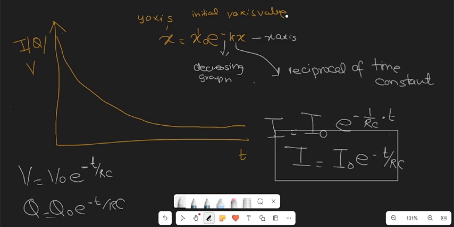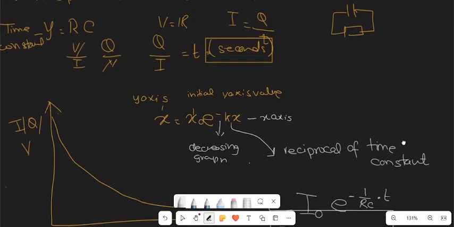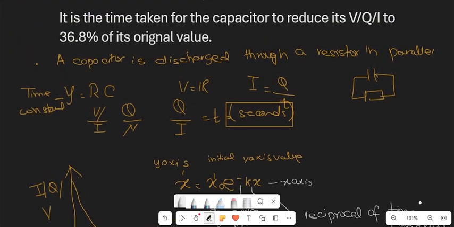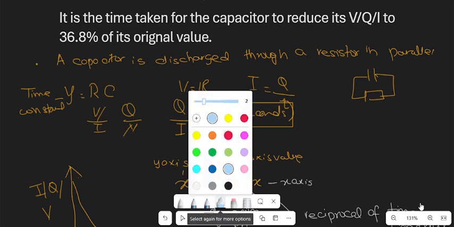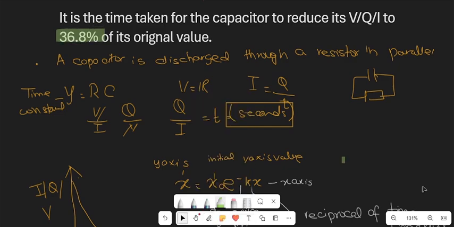Now do you see in this definition I've written, it is the time taken for the capacitor to reduce its value to 36.8%. Do you see this number here, 36? Where do you get this number from? Let me explain.